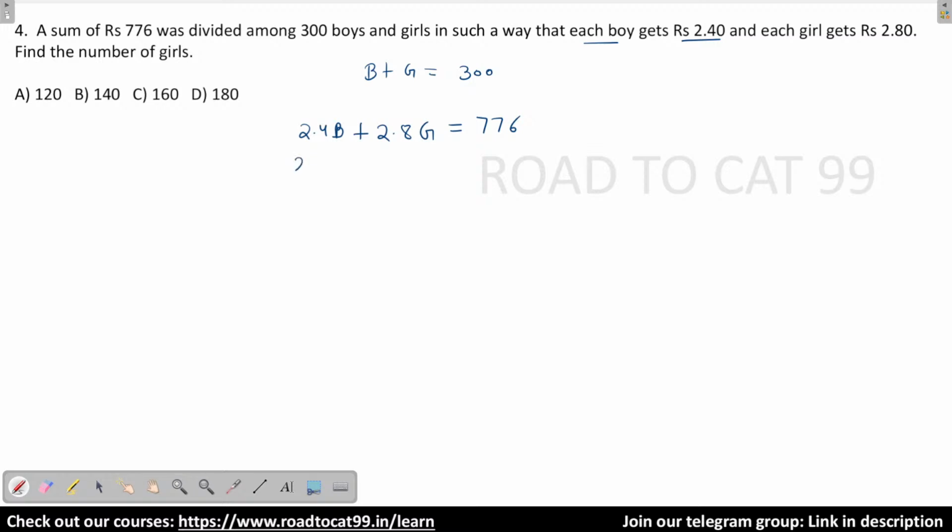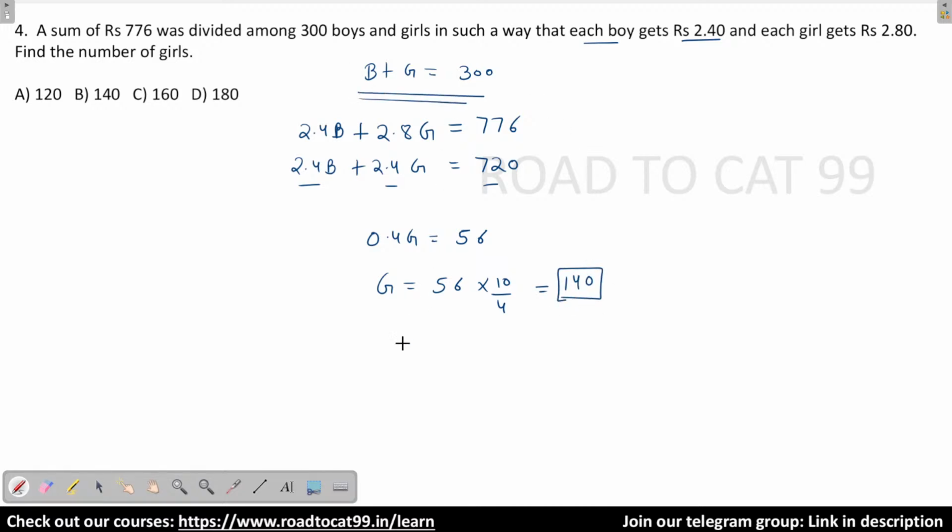Now I can multiply this equation by 2.4, that is 2.4b plus 2.4g should be equal to 720. So now I can subtract this equation. I will get 0.4g is equal to 56, or g is equal to 56 into 10 by 4, that is equal to 140. The value of g came out as 140, so from this equation the value of b will be 160.